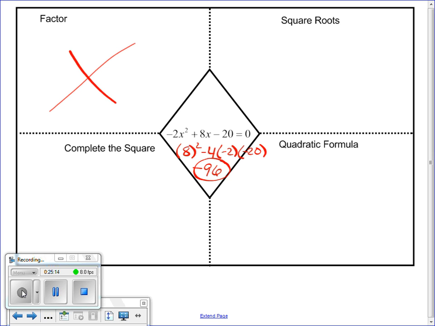Okay. So can I do the square root method? No, why not? It's got to be x. It's got to be missing the bx for that to work. All right, so look at that, we're half done. All right, completing the square.